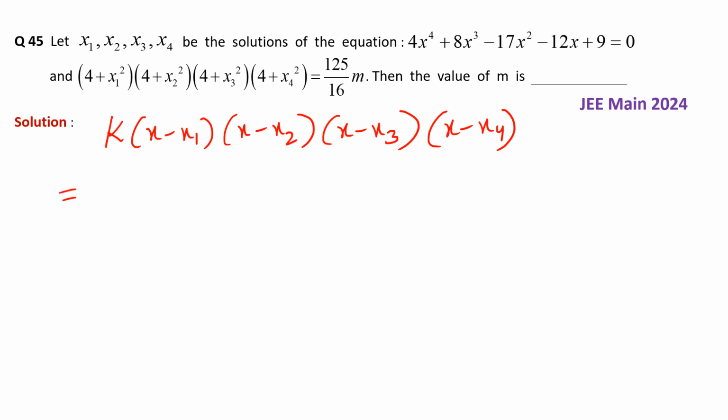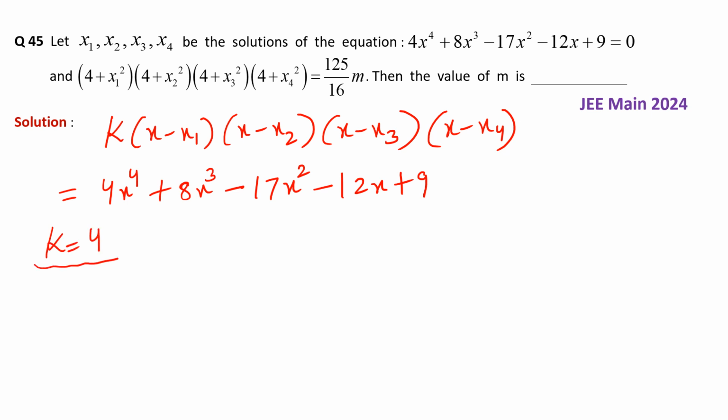Now students, the given polynomial is 4x^4 + 8x^3 - 17x^2 - 12x + 9. So I am putting both of these polynomials equal to each other. Whenever two polynomials are equal, the coefficients of their like terms are also equal. So the coefficient of x^4 on the left hand side will be equal to the coefficient of x^4 on the right hand side. So if I make this comparison, I get the value of k equal to 4.